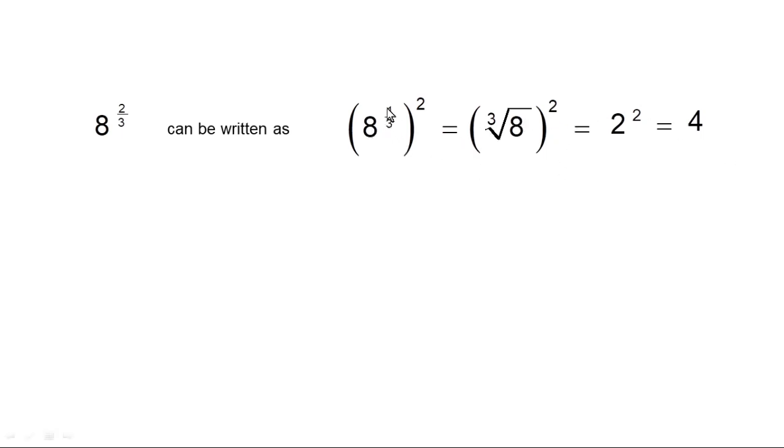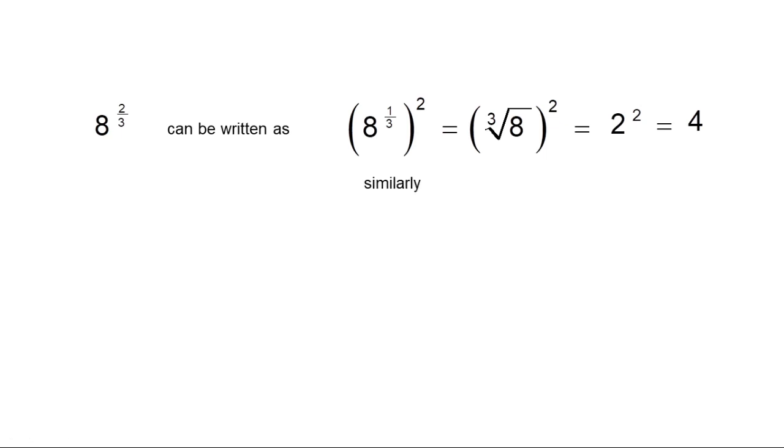Okay, let's go back to what happened. Remember, 8 to the power of 1 over 3 from the previous slide can be written as cube root of 8. Okay, and cube root of 8 is 2. Then do not remove yet the square, so it will become 2 squared is 4. So the equivalent value of 8 to the power of 2 over 3 is equivalent to 4.